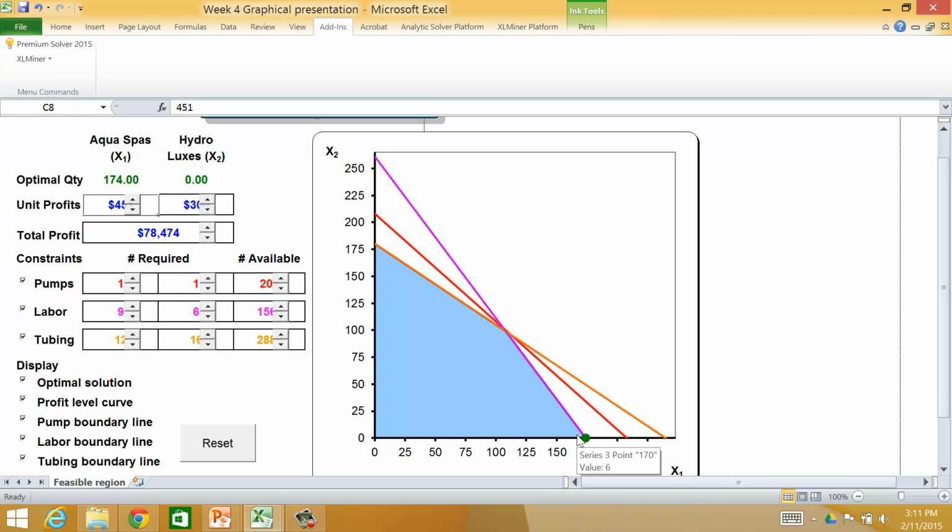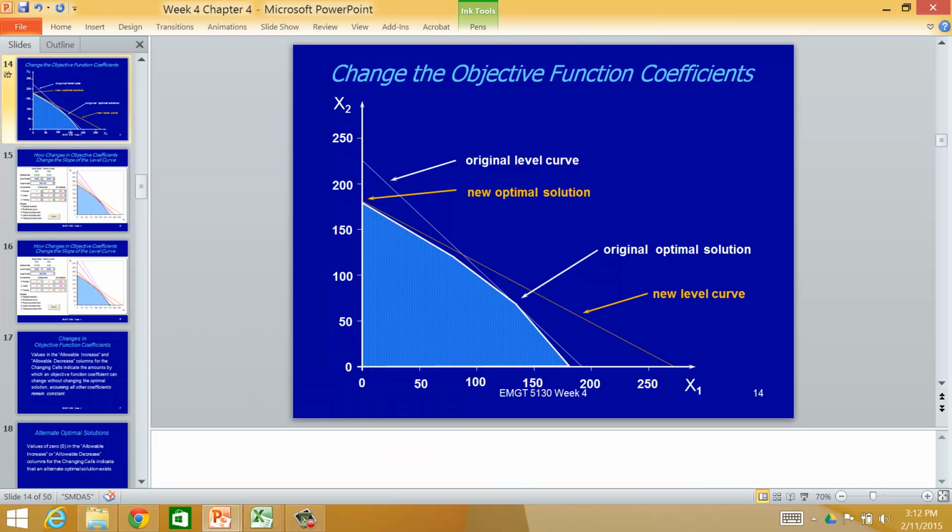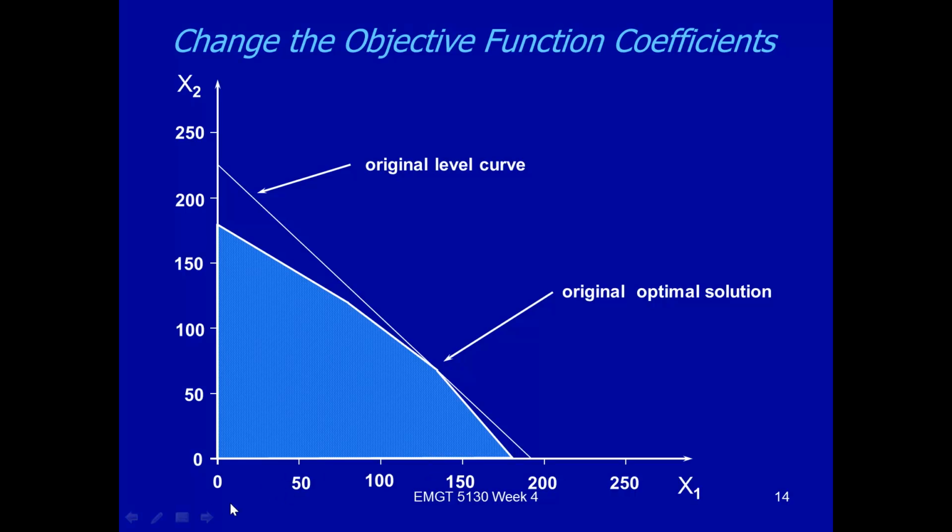Okay, that means there is a range, which is how much? 350 to 450, 100. So that's this allowable increase of 100 units that this coefficient can increase without changing our optimal solution. Okay, and it's the same for this part. So you use this slide to illustrate that.